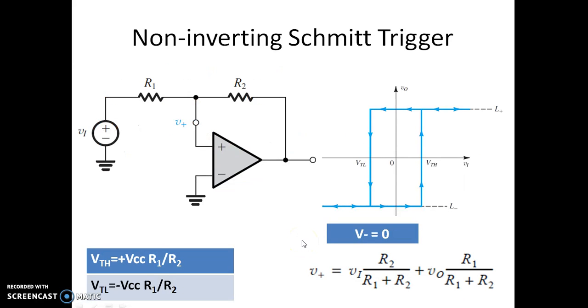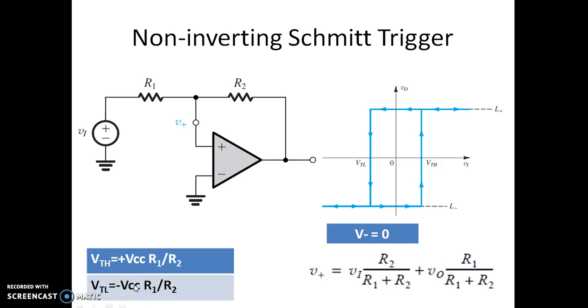So this is the non-inverting Schmitt trigger, where the input is applied to the non-inverting terminal. Again, you can see the positive feedback is given. The output voltage is either plus VSAT or minus VSAT. In this case, if the input voltage exceeds VTH, the output makes a transition from minus VSAT to plus VSAT. If the input voltage goes below VTL, it goes from plus VSAT to minus VSAT. So this is VTH and VTL.